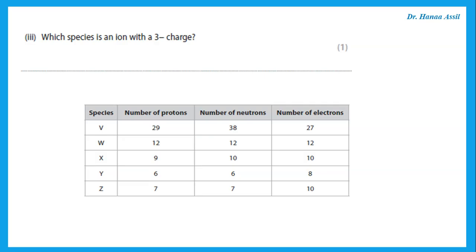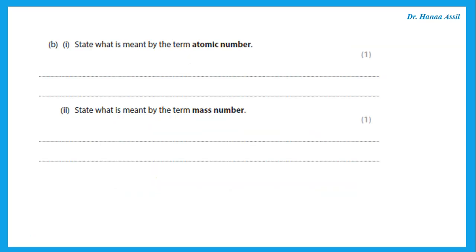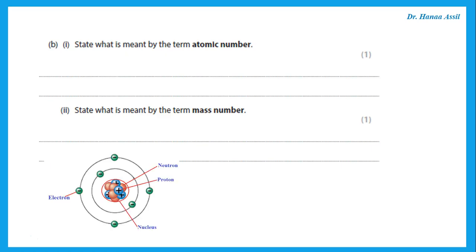Which species is an ion with a 3 negative charge? 3 negatives means it should have 3 more electrons than protons. So if the number of electrons is more than the protons by 3, then it has a 3 negative charge.